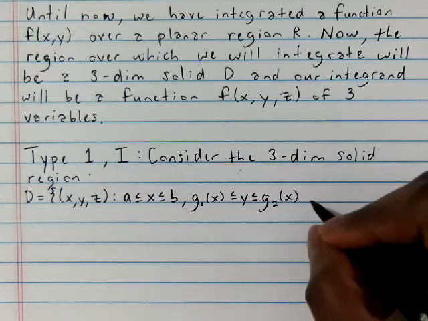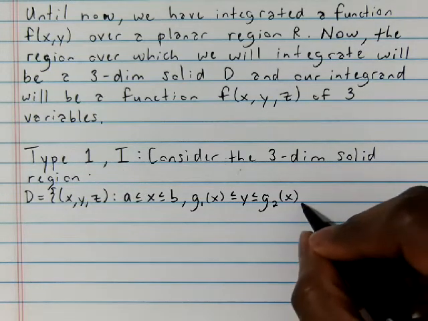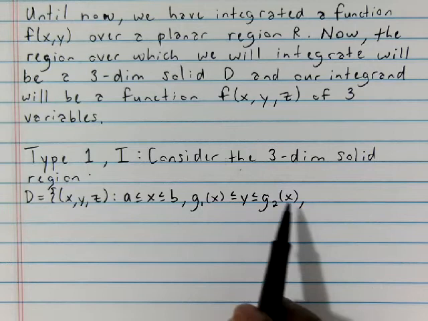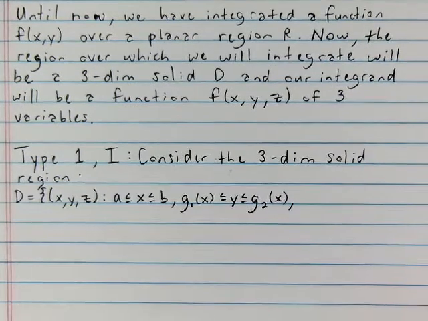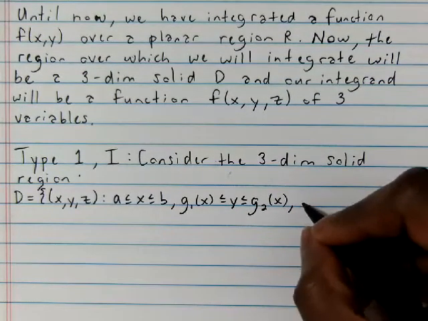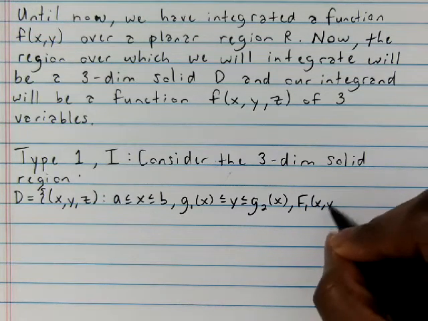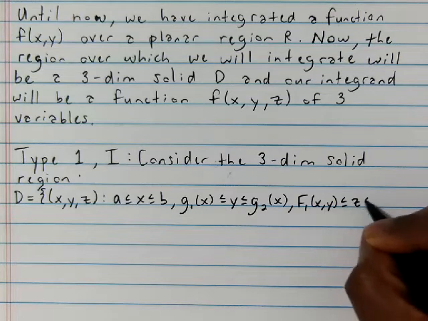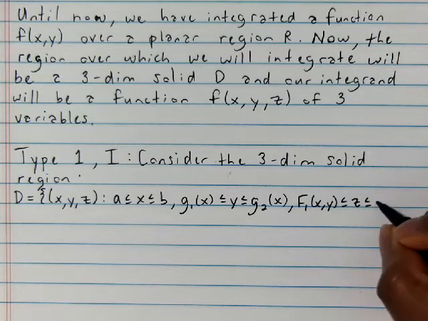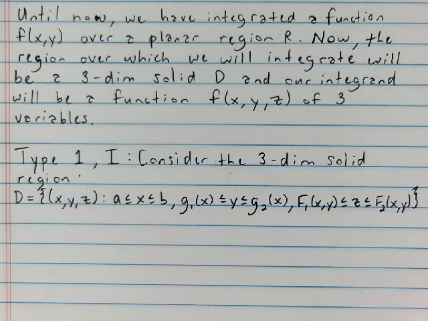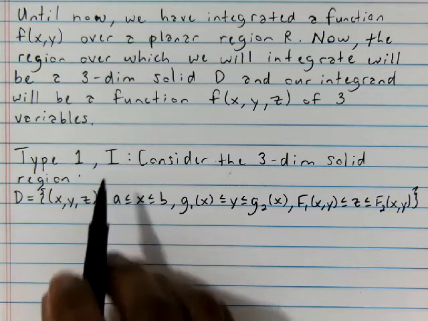Now what we're going to do is tack on what z varies between. x was constant to constant, y was function to function, but they're functions of one variable. z is going to vary from function to function where they're functions of 2 variables. So z is between f sub 1 of x y and f sub 2 of x y. And then we'll close our set bracket. So this is what a type 1,1 region is.